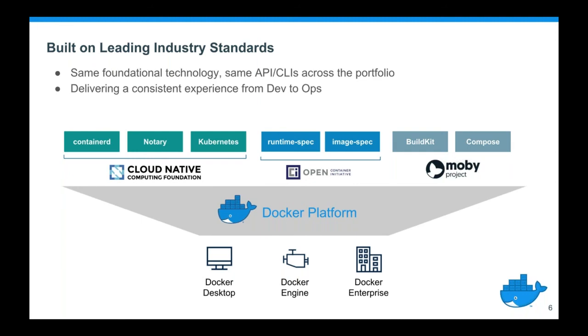But one thing that Docker has done, though, is made sure that all of these different products are leveraging the same industry standards across the board. So we have the same API and CLI for all of these different products. The same Docker commands will work on your engine as they work on your desktop, as they work on the enterprise. And that's important because, again, that consistency and making sure things are open and you're not locked into a particular solution, these are all very important things.